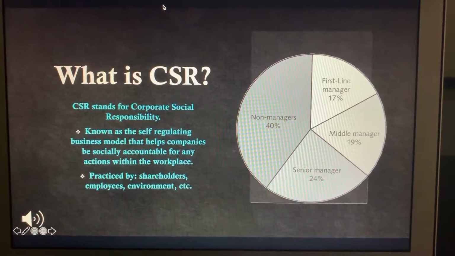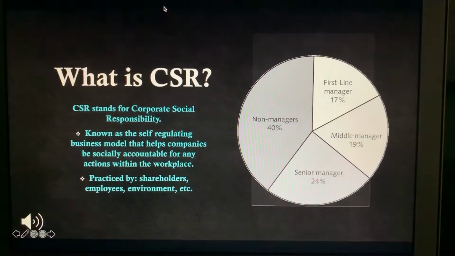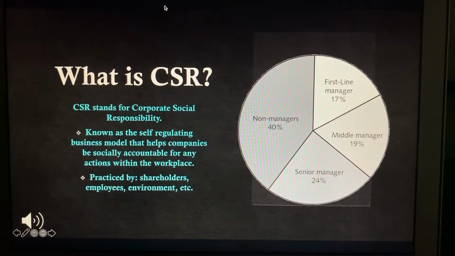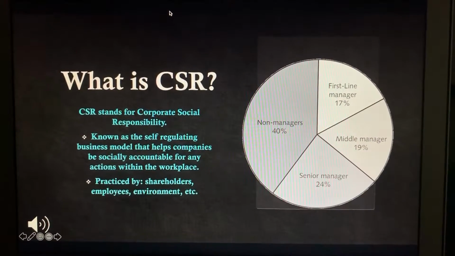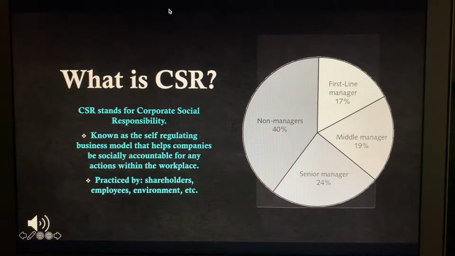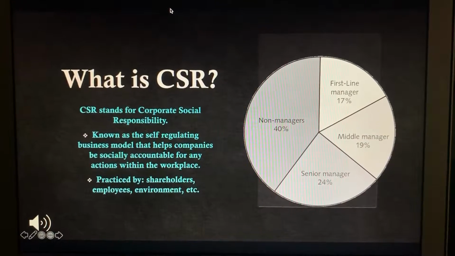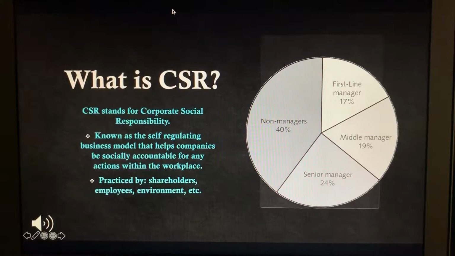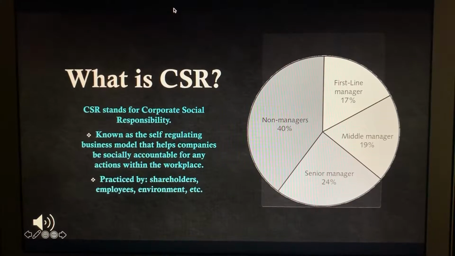On the right-hand side, the pie chart displays percentages of employees from no particular company that go against the ethics policies. CSR is created to make the numbers decrease and make sure that all employees treat everyone and everything in the business as equal as possible.